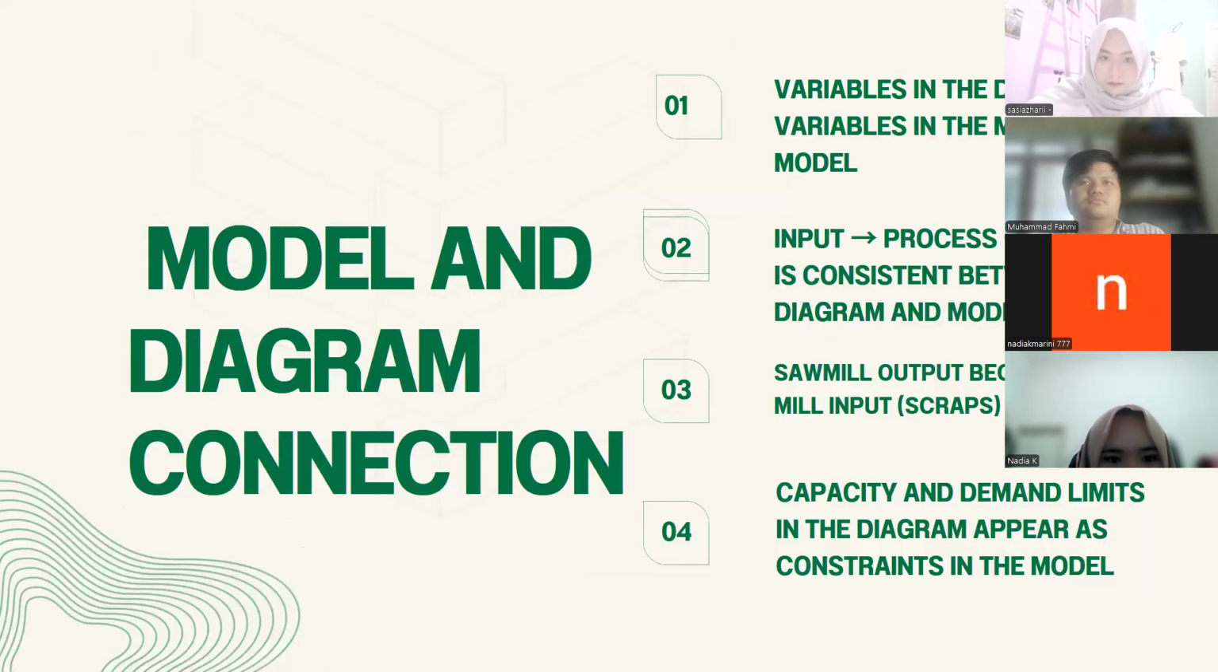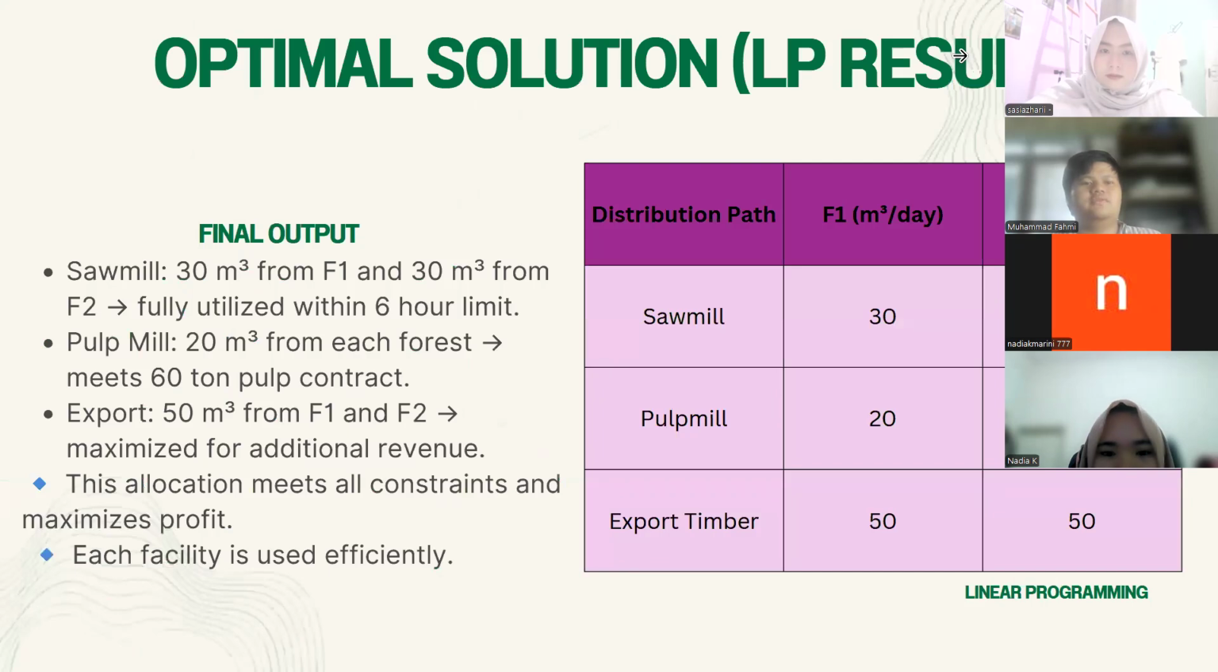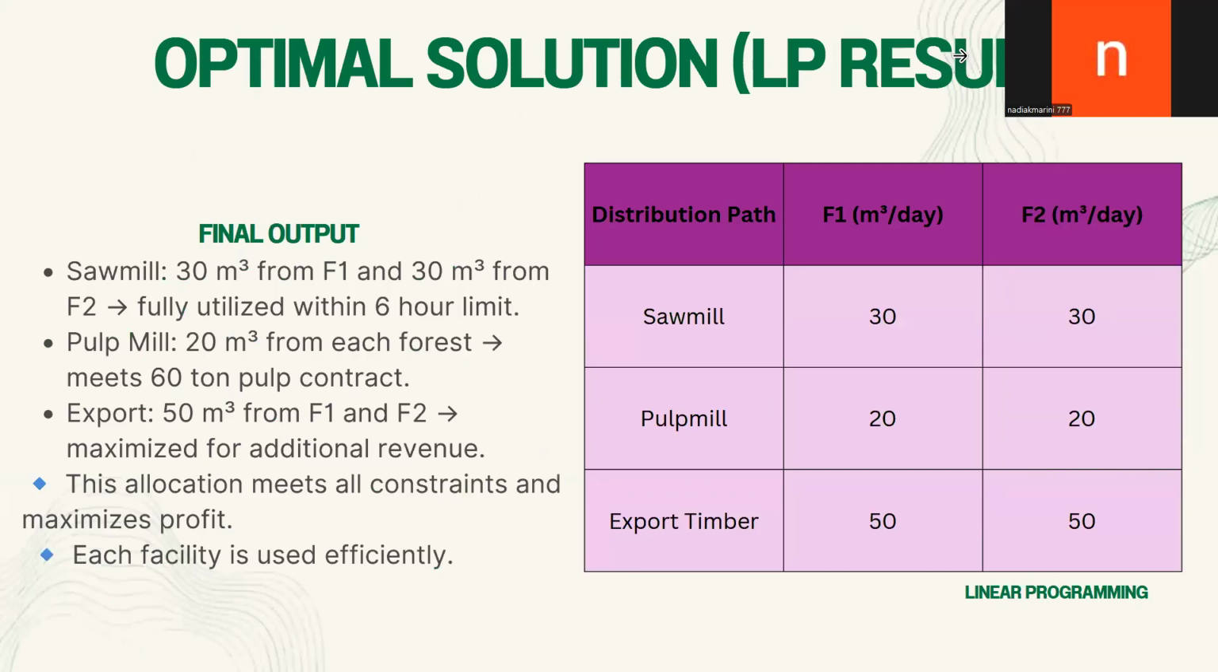And this one is the model and diagram connection. The first is that variables in the diagram are equal to variables in the math model. The second is that input, process, output is consistent between diagram and model. The third is that sawmill outputs become pulp mill input scraps. And the last one is that capacity and demand limits in the diagram appear as constraints in the model. The next slide will be delivered by Sasi.